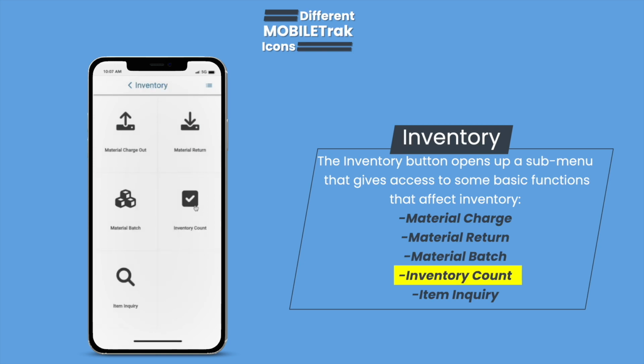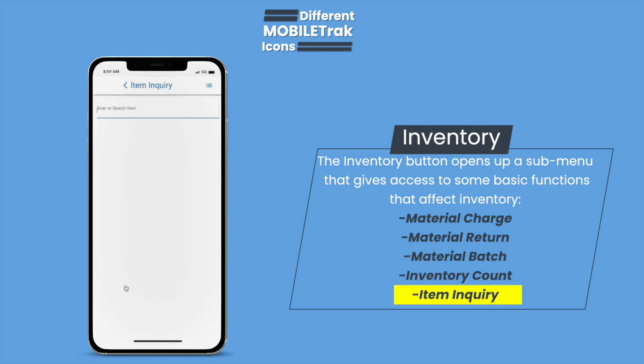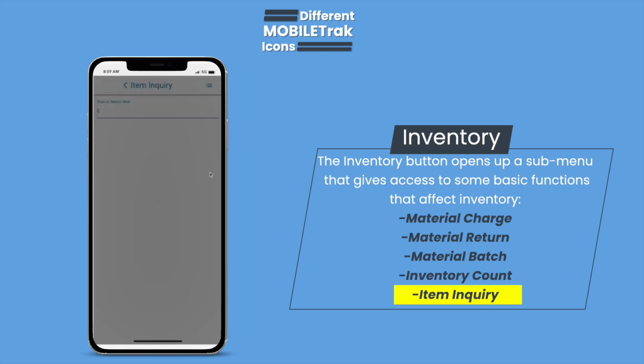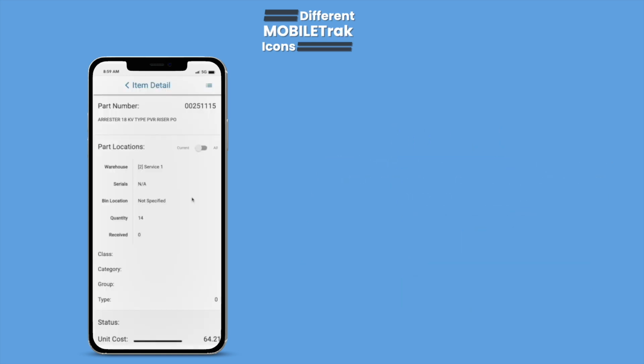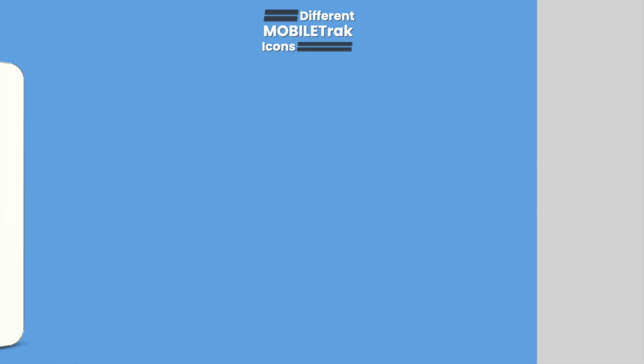Inventory Count. The Inventory Count page gives access to a couple of ways to enter inventory counts into the iXp count screens. Physical inventory allows the user to count one item in the warehouse at a time. The Cycle Count allows the user to count from a list of items. Item Inquiry. Item Inquiry allows users to get some basic information about a particular item, including the on-hand quantity and bin location.